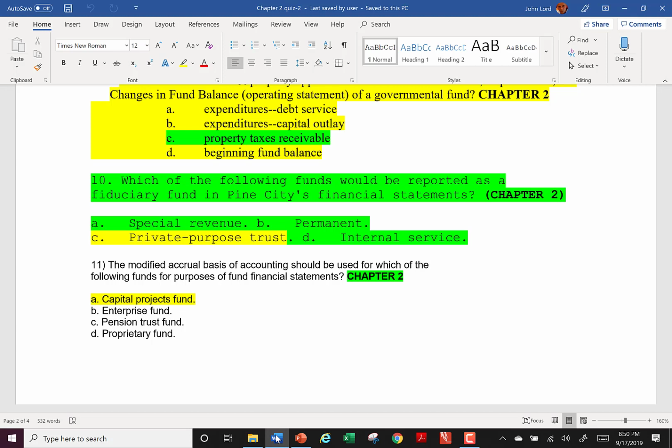Private purpose trust fund. I put 52 stars on that slide. I showed you that slide 79 times. It had all the fund names, had the mnemonic, right? This question was answered by that slide, right?